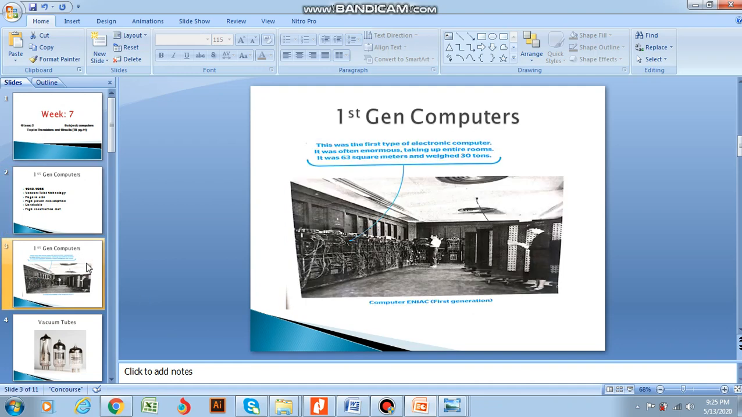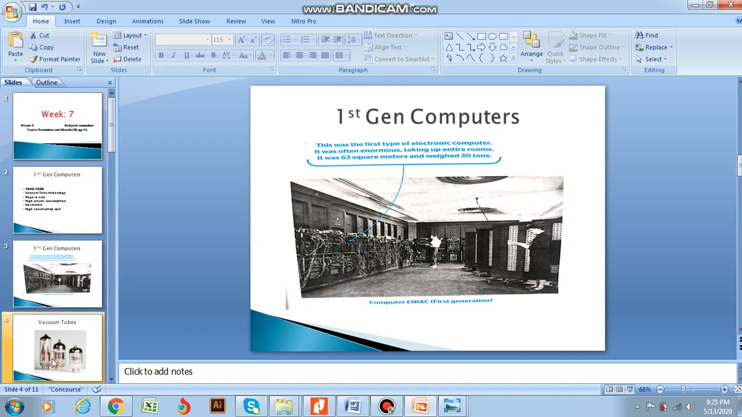This is the ENIAC. This is the picture of the ENIAC computer, which is the very first generation computer. As you can see that it is taking up a huge room. So what's written on it? This was the first type of electronic computer. It was often enormous, taking up entire rooms. It was 63 square meters and weighed 30 tons. So you can imagine how big they were.